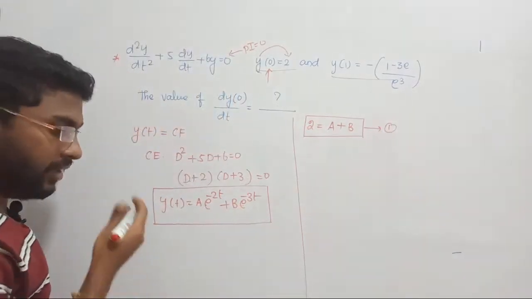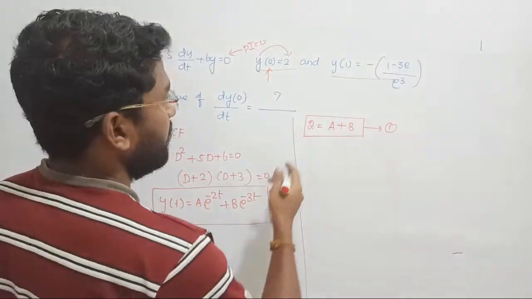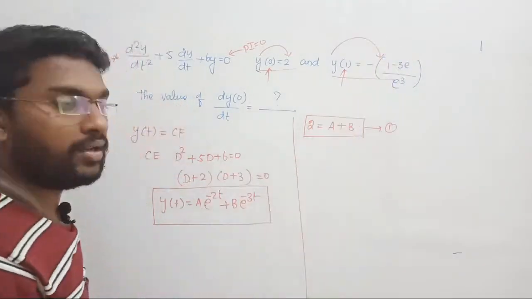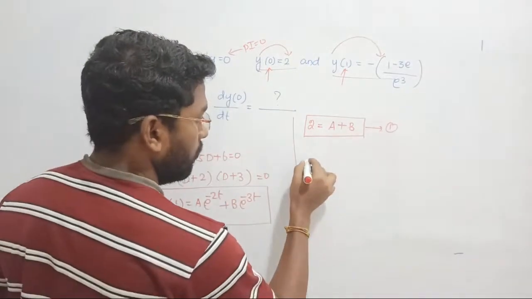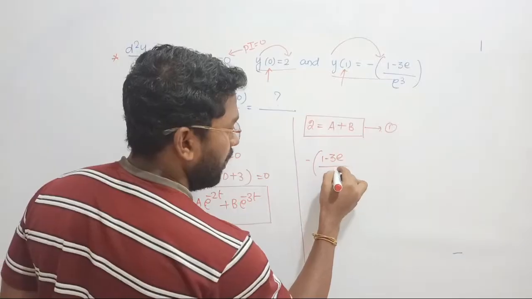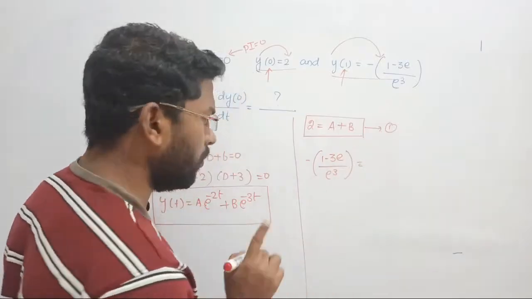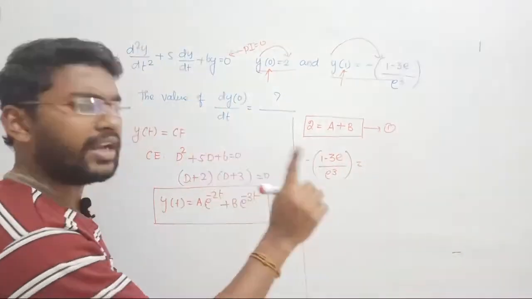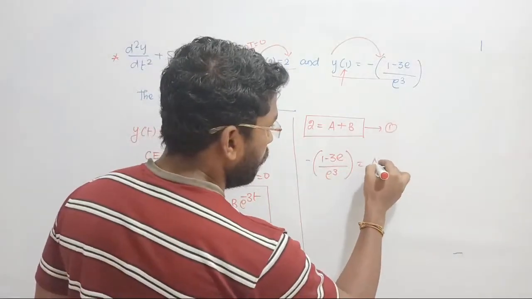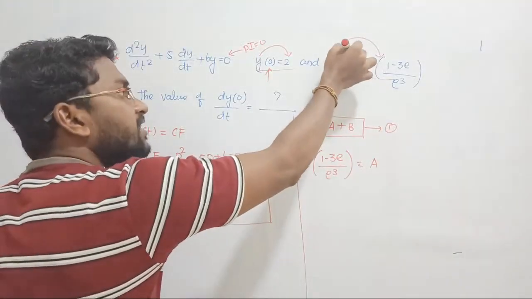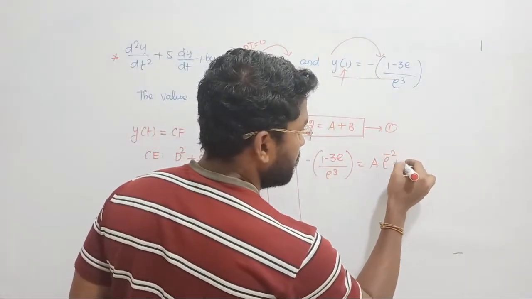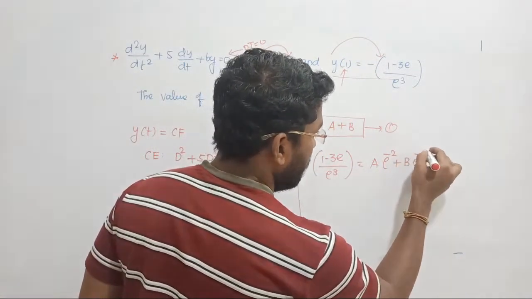Let's try and write the second equation. The second equation is t is equal to 1, and y is equal to what they had given. Shall we write? Yes. y is equal to minus of 1 minus 3 times of e upon e power 3. Don't panic, just substitute and proceed, you will get the answer. Trust me, it will be easy. Always it will be easy. A into, t is equal to 1, so it can be written as e power minus 2 plus b into e power minus 3.